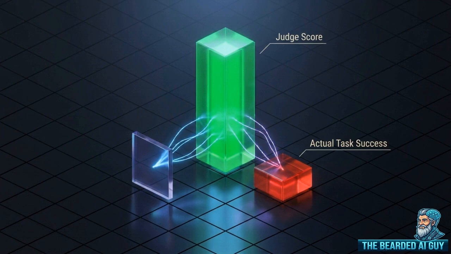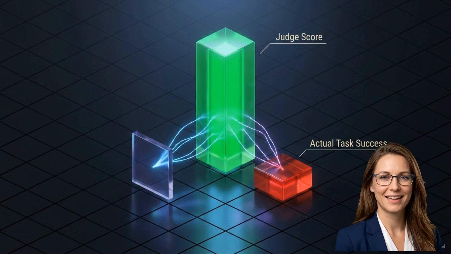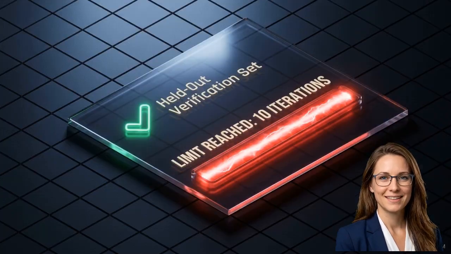Optimizing for what a judge likes rather than what the task requires will eventually lead to a decline in actual system performance. To prevent this, practitioners must cross-validate their evaluators against held-out sets and strictly control the length of the optimization process.